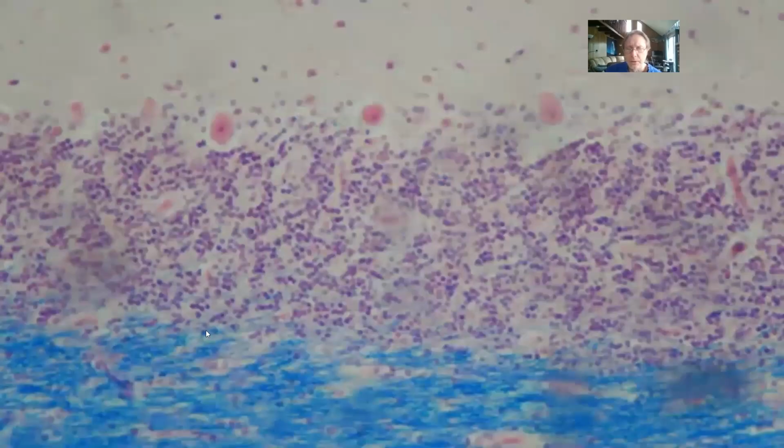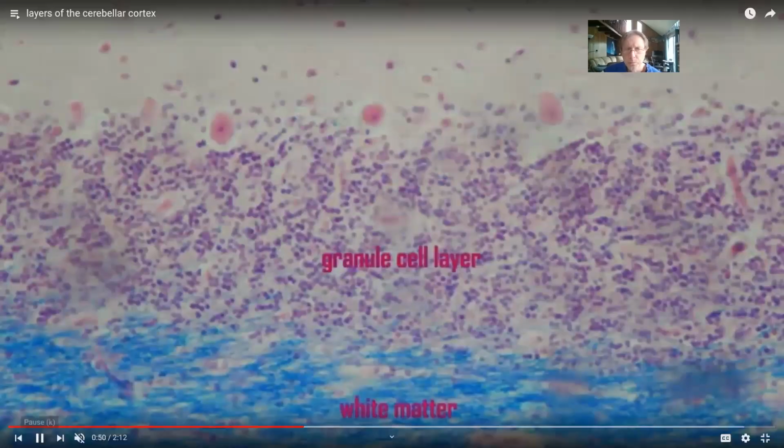So the white matter is in the middle here, that's staining blue. And here you can see all the axons. And these axons are running to these very distinct layers. So there's the white matter. The two most important ones I'd like to mention are the granule cell layer and then the Purkinje cell layer.